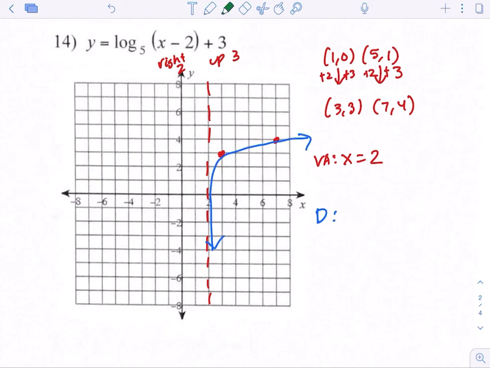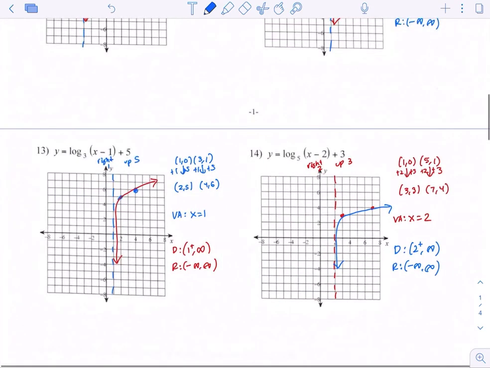Domain approaches right there, which is 1. Or sorry, 2 from the right hand side all the way to infinity. Range is negative infinity to infinity. Alright, there you guys have it.